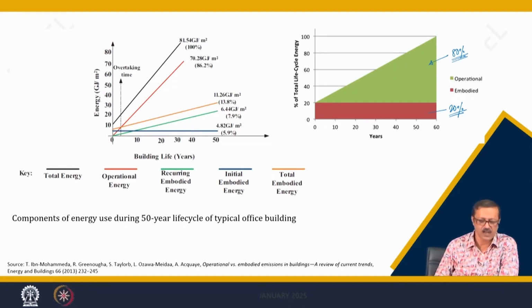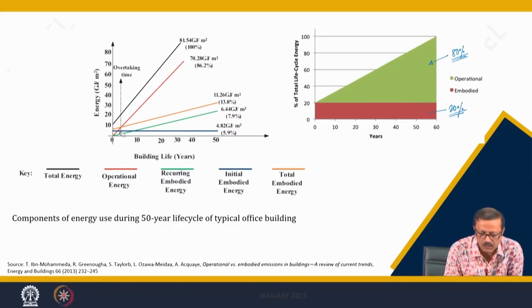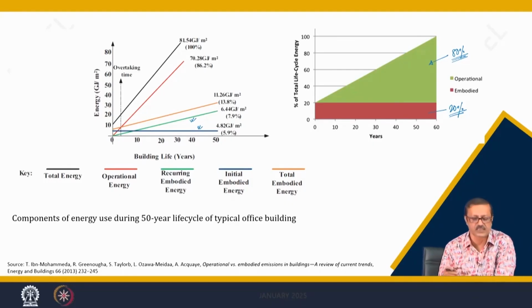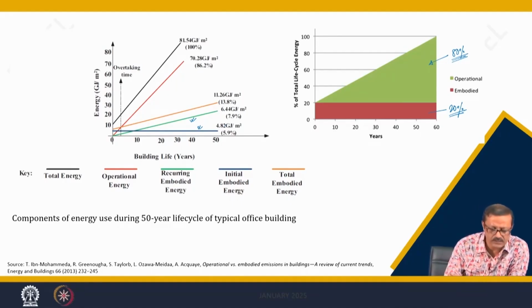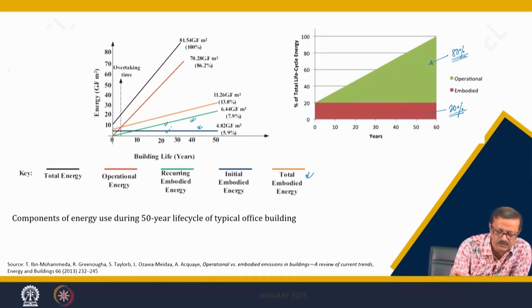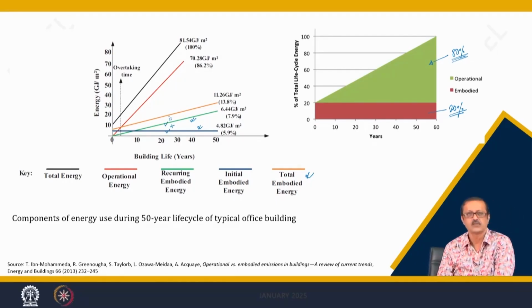In the left hand side graph, which again has been proposed by this paper, there are 1, 2, 3, 4, 5 lines. The first, the lower one, is the initial embodied energy, which is a constant kind of scenario, and then the recurring embodied energy is the green one. This is the initial, this is the recurring, and this is some of the data that they have used in that paper. The second one, the orange one, is your total embodied energy. That means if you add the dark blue and the green, you will get this. Now, we are left with one more.